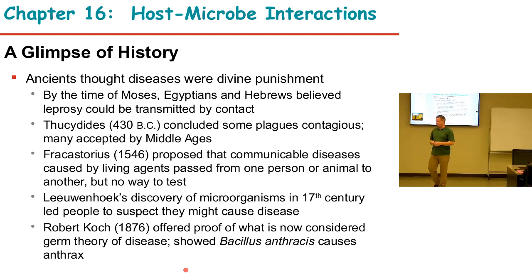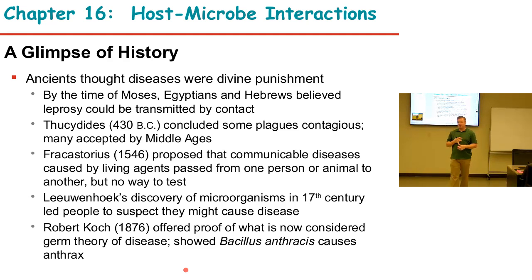We have Moses, Egyptians, Hebrews believing that leprosy was transmitted by contact. We know now it's actually Mycobacterium leprae, and it's more of a respiratory disease than anything. Euclid thought that plagues were contagious, and many accepted this by the Middle Ages. Again, that's true. Plagues are contagious, but this was the first time that somebody actually said it out loud, believing that might have been the case. And then Pretorius came across saying communicable diseases are caused by living agents passing from one person to another, but he had no way of testing it.